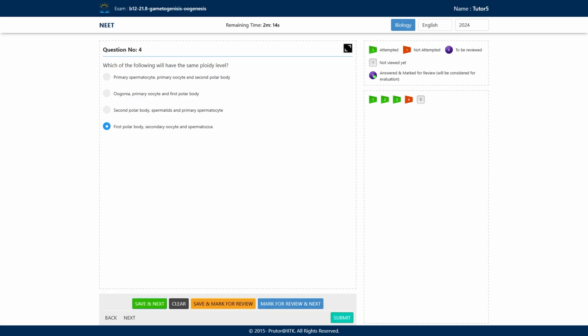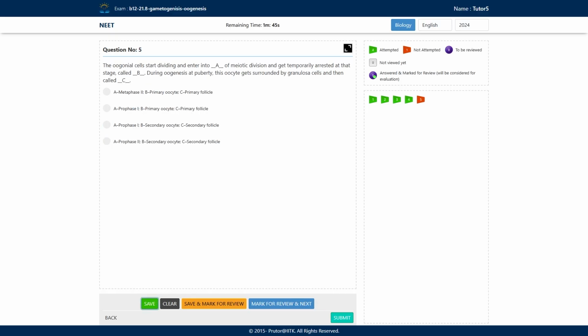Okay, so here the correct answer will be the fourth. The first polar body is haploid. Then the secondary oocyte is also haploid. Spermatozoa are also haploid, means they have 23 chromosomes. The primary spermatocyte is diploid. The primary oocyte is diploid, but the secondary polar body is haploid. Then oogonia are diploid, the primary oocyte is diploid, but the first polar body is haploid. The second polar body is haploid. Spermatids are haploid, but the primary spermatocyte is diploid. So the answer will be option number D.